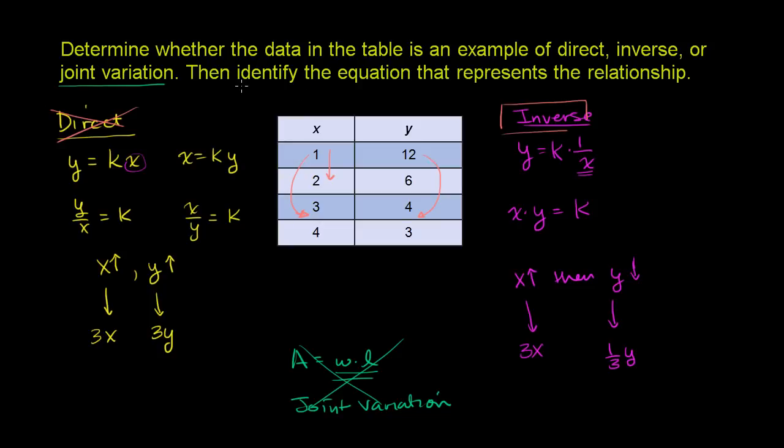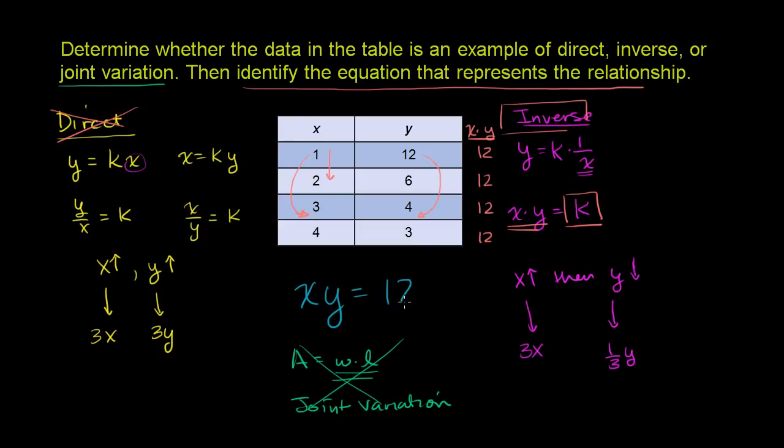Now, they ask us to identify the equation that represents the relationship. Well, we know with inverse variation, the product of x and y needs to be equal to some constant. So let's make another column here, the x times y column. 1 times 12 is 12. 2 times 6 is 12. 3 times 4 is 12. 4 times 3 is 12. So clearly, in every situation, x times y is a constant, and it is 12. So the equation that represents the relationship is xy equals 12. And that is clearly an inverse relationship.